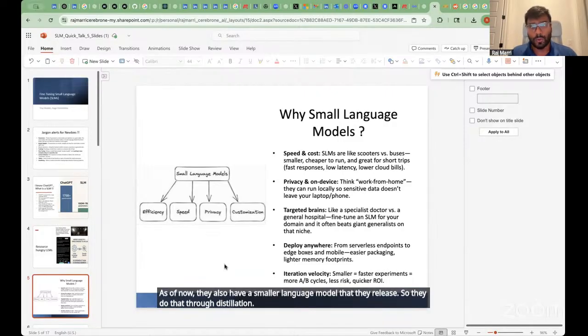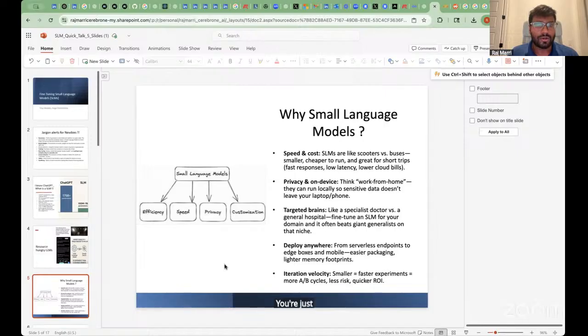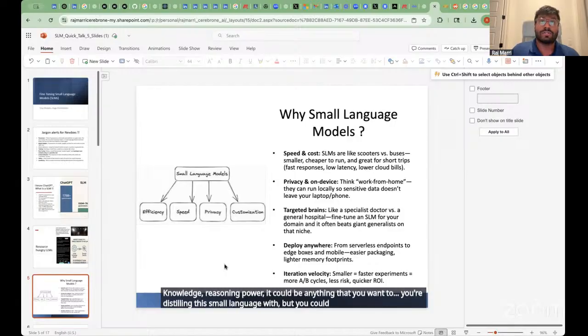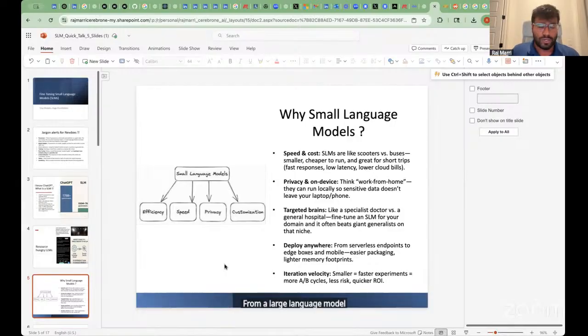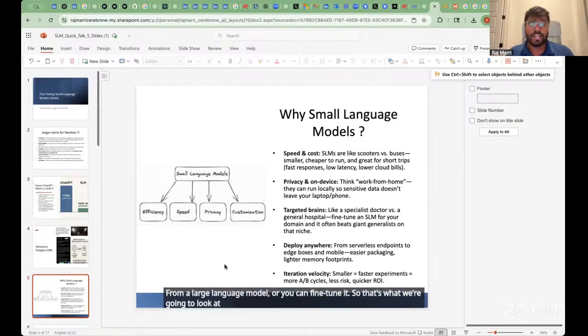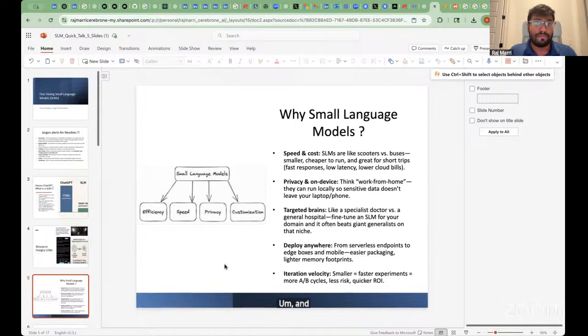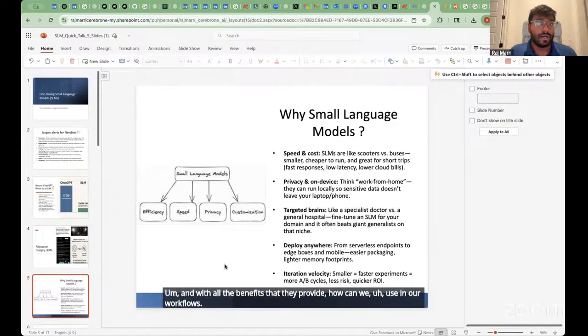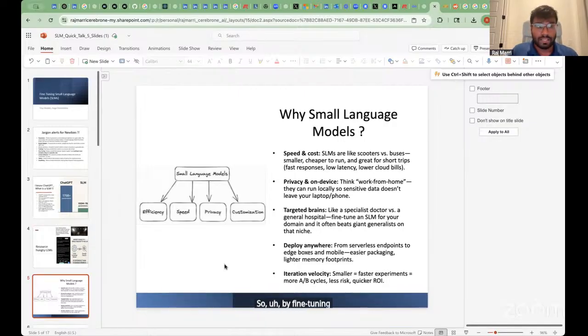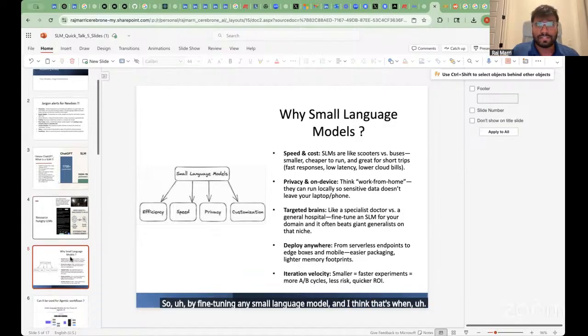Distillation is a process in which you're narrowing it down, or distilling all of the knowledge, reasoning power. It could be anything that you want to distill into the small language model, but you could distill those from a large language model, or you can fine tune it. So that's what we're going to look at: how can we make sure these small language models are still usable, and with all the benefits that they provide, how can we use them in our workflows? So by fine tuning any small language model, and I think there are some infographics that I have attached in the upcoming slides.